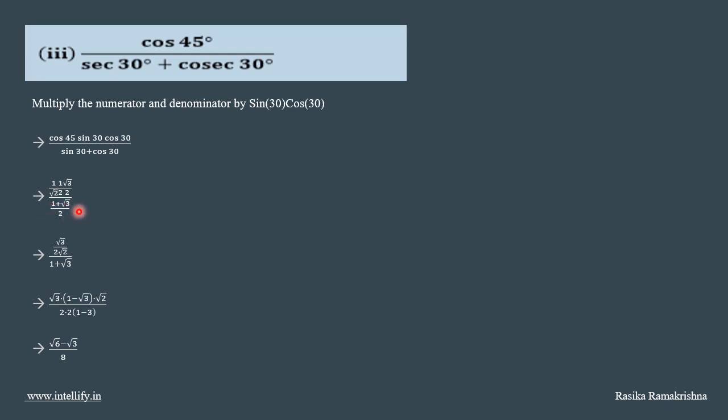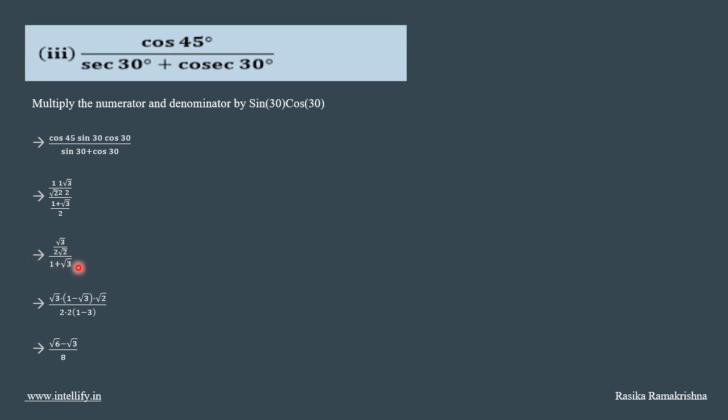So what we do is we have the numerator now to be root 3 by 4 root 2 and the denominator to be 1 plus root 3 by 2. Therefore, you can cancel out 4 root 2 and 2 and you will have root 3 by 2 root 2 in the numerator and the denominator will just be 1 plus root 3. So this is nothing but root 3 whole divided by 2 root 2 times 1 plus root 3.